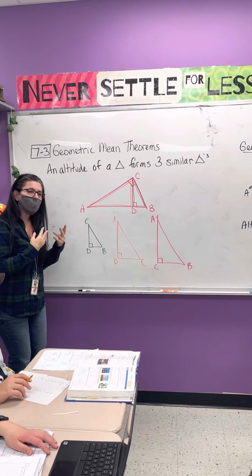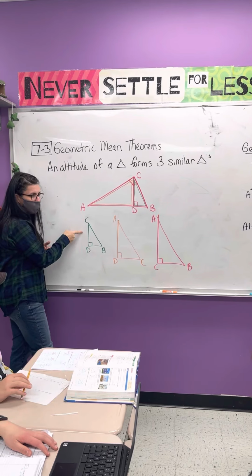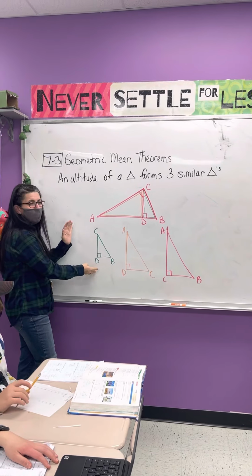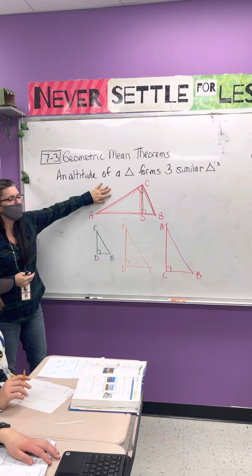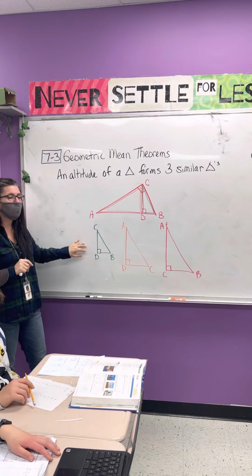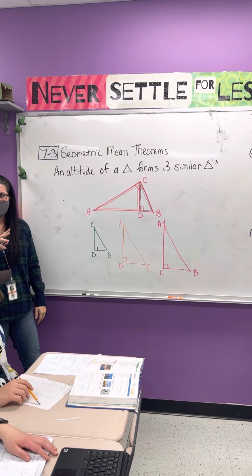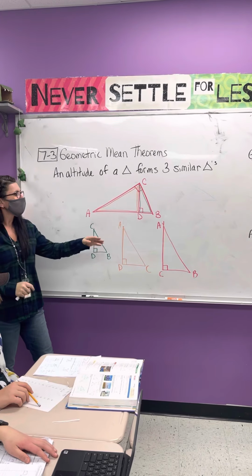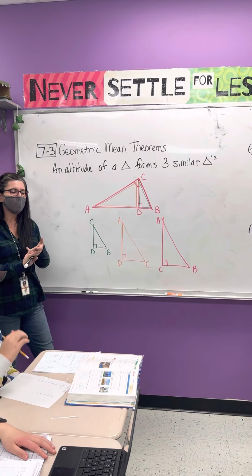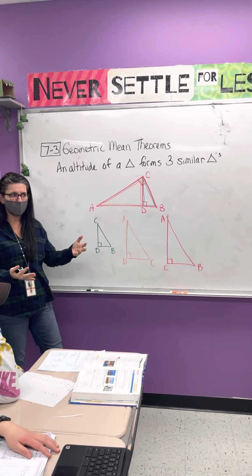So if I were to set up a proportion, I could say short leg over long leg, short leg over long leg. Looking at it this way is a little easier than trying to say short leg over long leg up here using those 3 triangles. That's why I drew it this way. This is the basis of the 2 theorems that we're going to talk about today. So this altitude creates 3 similar triangles, and we can use corresponding parts to find unknowns. That's what it comes down to.